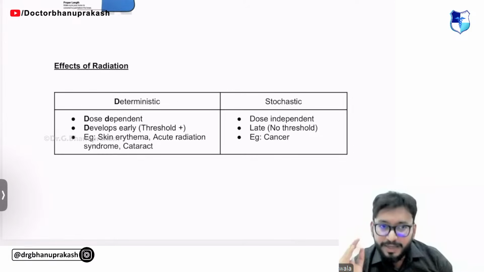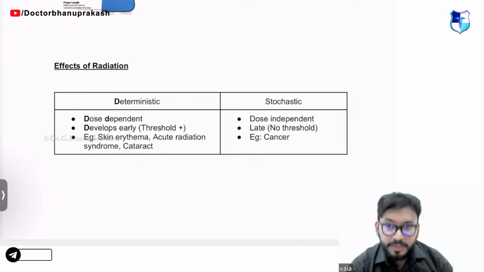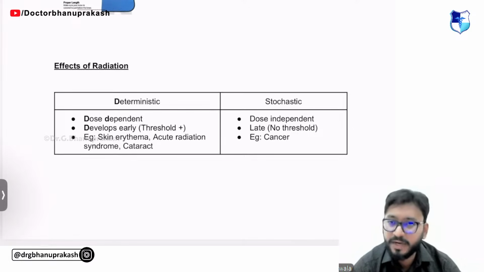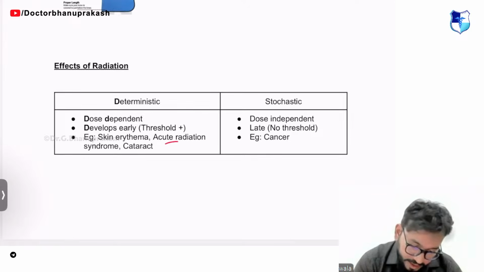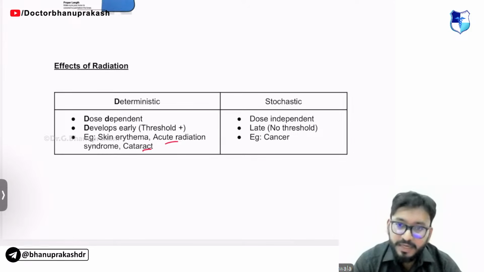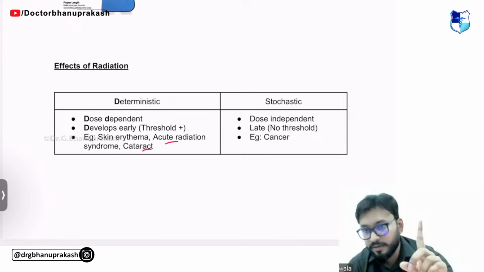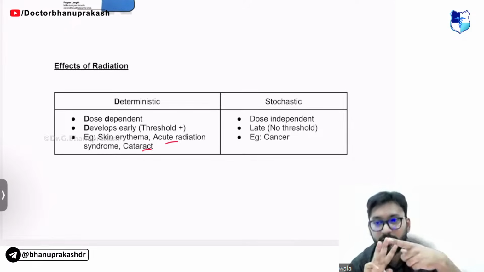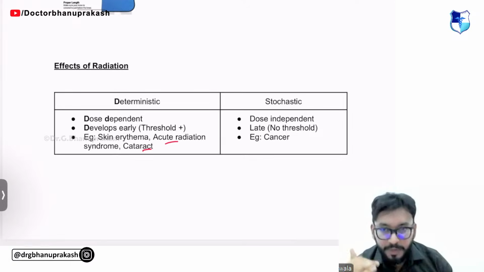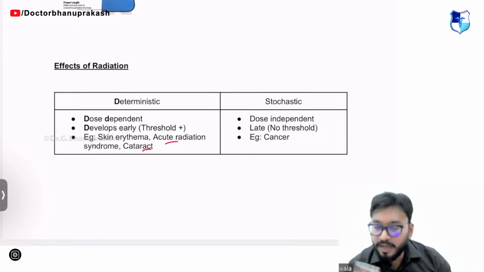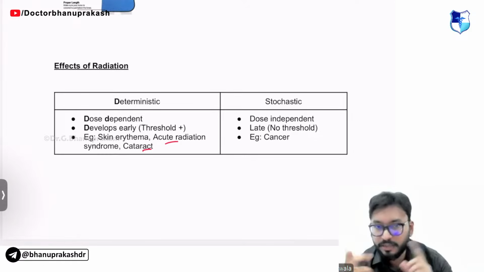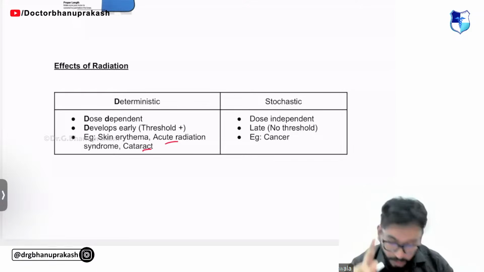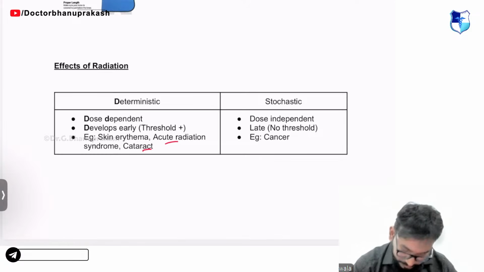So DDD, I've made a very simple way to remember it. Deterministic means dose dependent, develops early. It means it has a threshold. Example, skin erythema. Remember, the most common deterministic effect is skin erythema. Others are acute radiation syndrome and cataract. Stochastic effect is exactly the opposite. Remember one thing, guys: deterministic, the D's, dose dependent, develops early, has threshold. Every other thing, dose independent, stochastic. No threshold, stochastic. Late development, stochastic. Cancer, stochastic. Remember one thing and you'll know the other one.